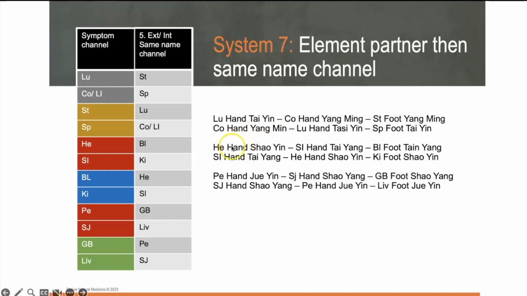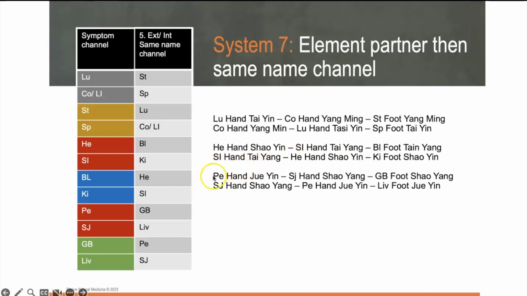Moving down further, we've got hand heart shao yin, which is the fire element. So the fire element is obviously the small intestine, hand tai yang. So hand tai yang in the foot is bladder foot tai yang. We move down again to the small intestine, hand tai yang, balanced by the heart in its element partner. And then because it's shao yin, the heart is going to be balanced by shao yin. So the small intestine is going to be balanced by the kidney foot shao yin.